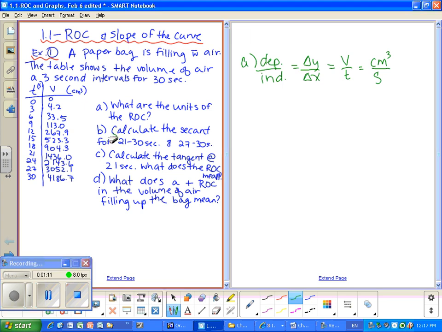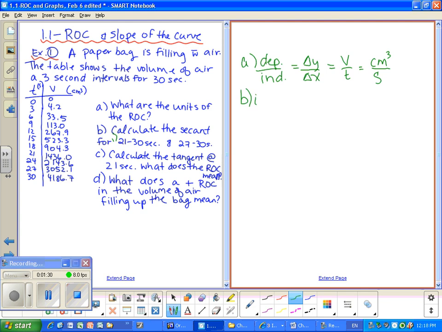What are our 2 points? What are our 2 time frames that we're going between? 21 and 30. Now, generally when we did these questions, we would sub 21 into the equation and we would get the y value. Do we already have the entire coordinate for the time of 21? Yep, we have it in the table. So we can just copy down those points.